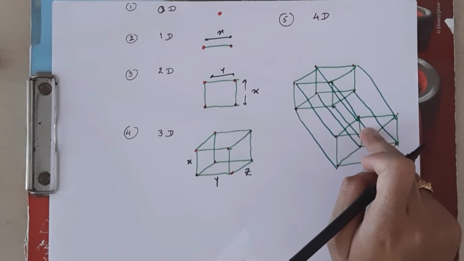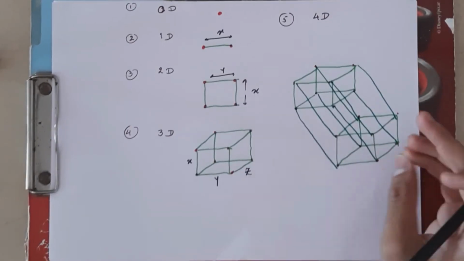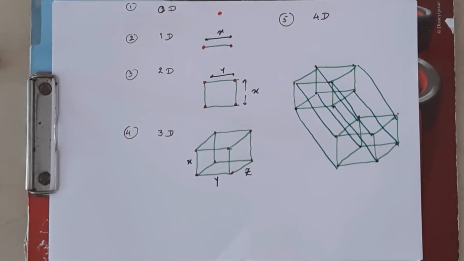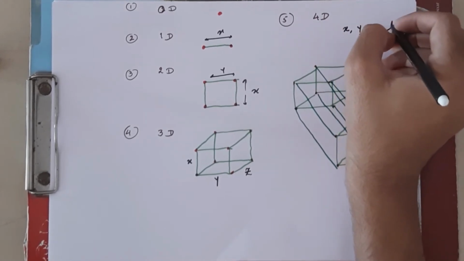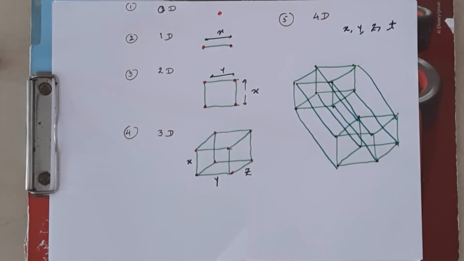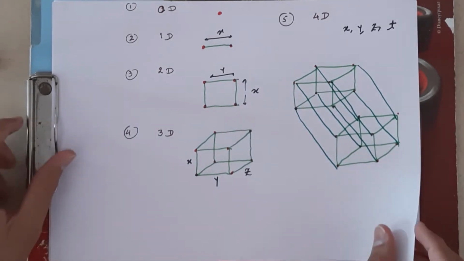And 4-dimension means 4 values, p, q, r and s, or you can say x, y, z or any other variable which is t. So this is x, y, z and t. These are the dimensions. Now we'll study what we mean by scalar quantity and vector quantity.